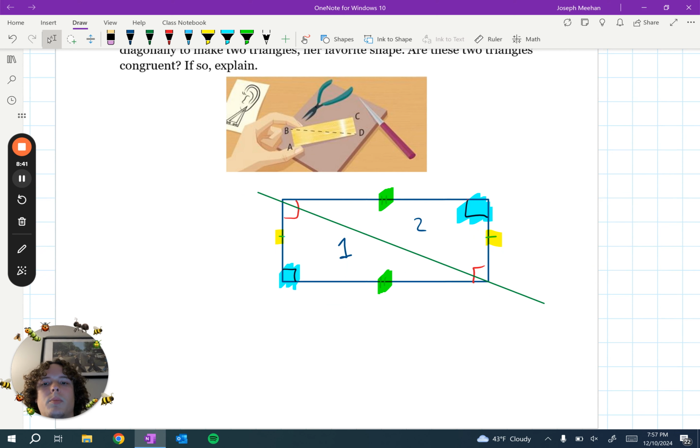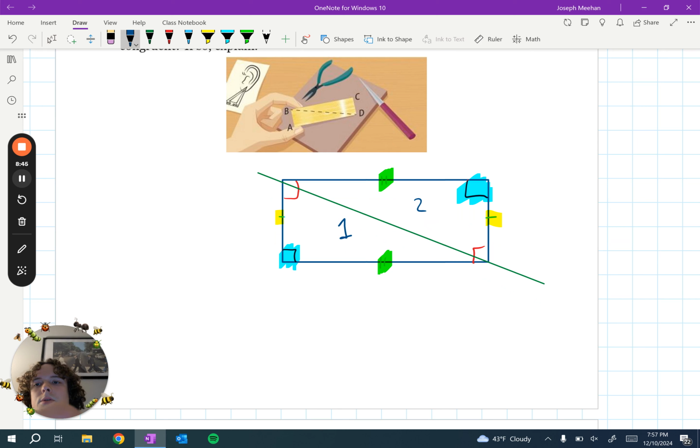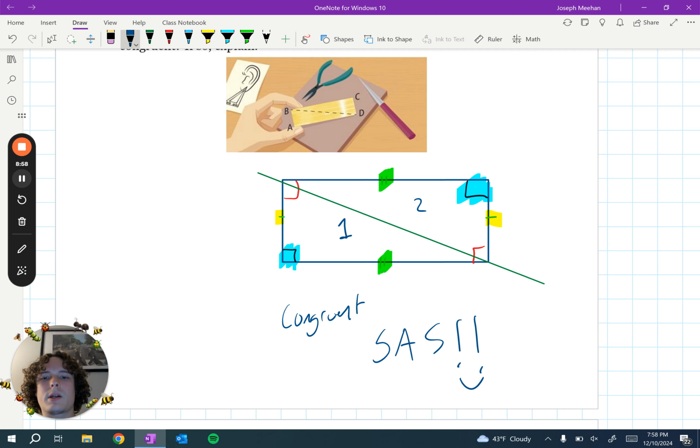We have a yellow side, a blue angle, a green side, a yellow side, a blue angle, a green side. So these two triangles must be congruent. That should say congruent, because of side, angle, side. What I like to say is they have a lot of sass. Those triangles are real sassy. All right? Those triangles are congruent because they have side, angle, side congruence.